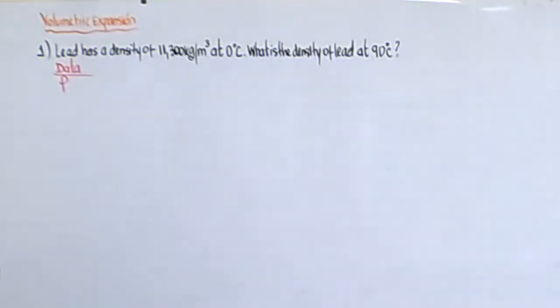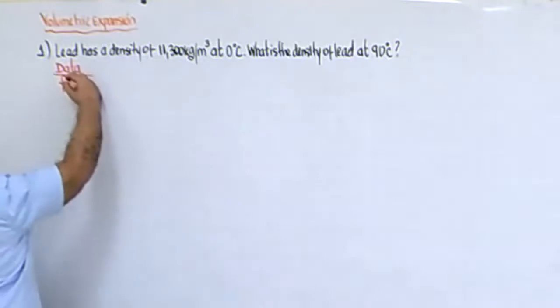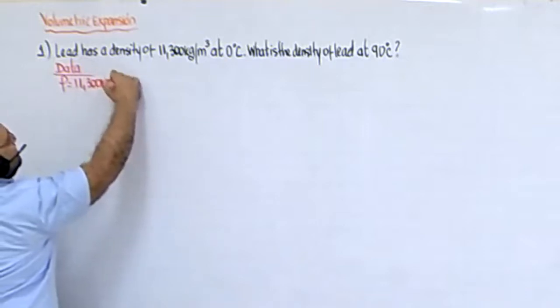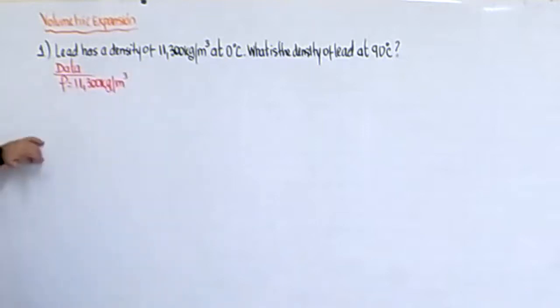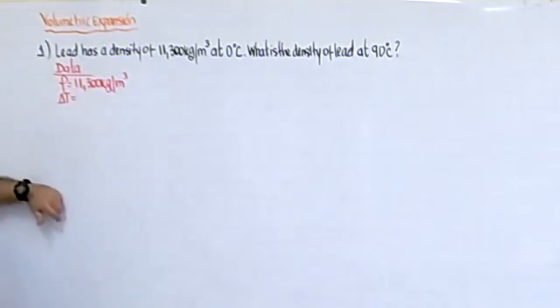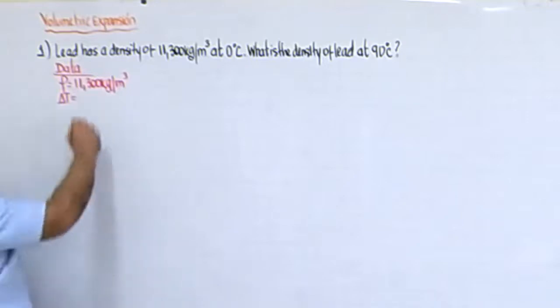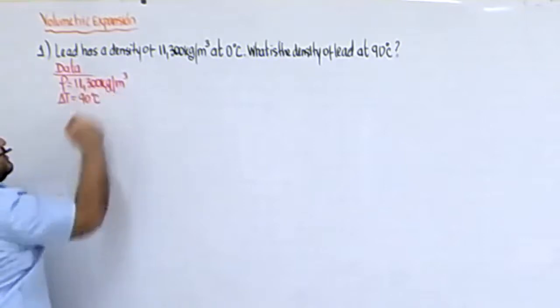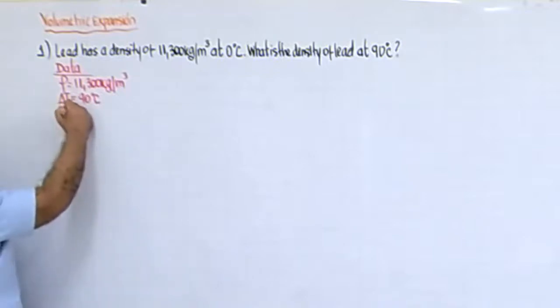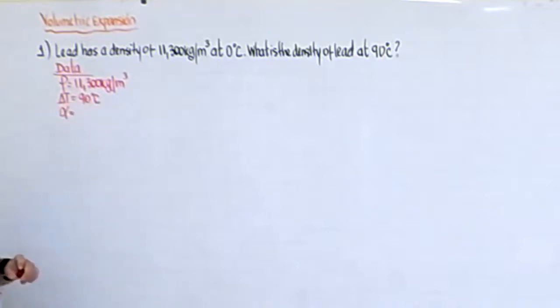Okay. First of all, we got the density of the lead. The density of the lead will be 11,300 kilograms per cubic meter. This is going to be the first thing. The second one, we have the change of temperature. Remember, the change of temperature will be the difference between the final temperature and the original temperature. So 90 minus 0, that will be 90 Celsius degrees. So the lead, obviously, this is a solid, not a liquid. For that reason, this lead has a linear expansion coefficient.